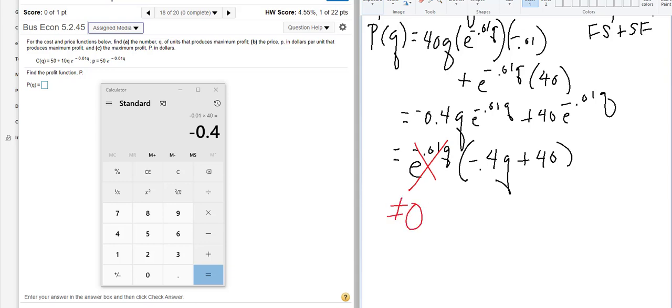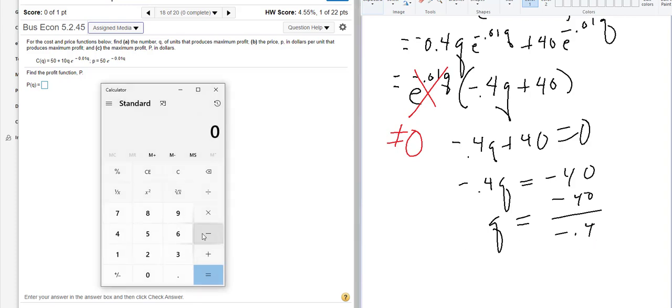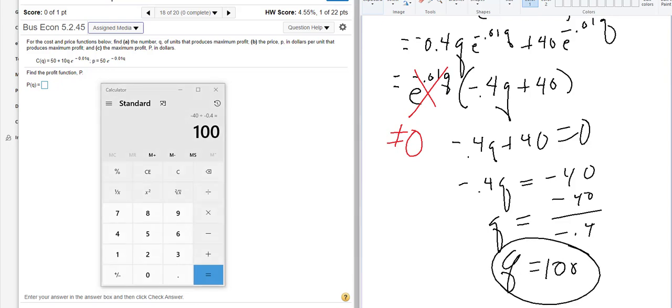So all we have to do is take our negative 0.4Q plus 40, set that equal to 0. So it's negative 0.4Q equals negative 40. So Q is negative 40 divided by negative 0.4. So negative 40 divided by negative 0.4 gives me 100. So my quantity is 100. Nice, good number there. Okay.